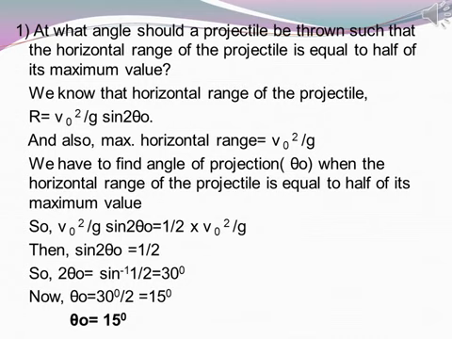So, V0 square by G sin 2 theta 0 is equal to 1 by 2 into R maximum, which is equal to 1 by 2 into V0 square by G. Then, sin 2 theta 0 is equal to 1 by 2. So, 2 theta 0 is equal to sine inverse 1 by 2, which is equal to 30 degree, since sine 30 degree is equal to 1 by 2. Now, theta 0 is equal to 30 degree by 2, which is equal to 15 degree.